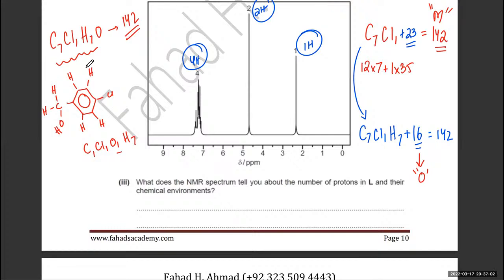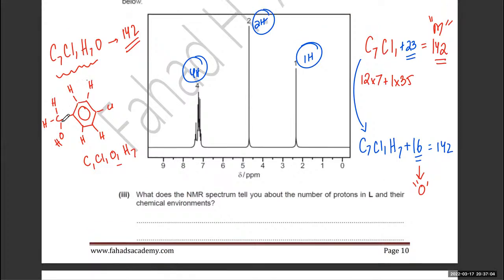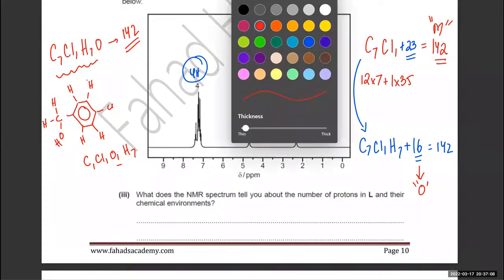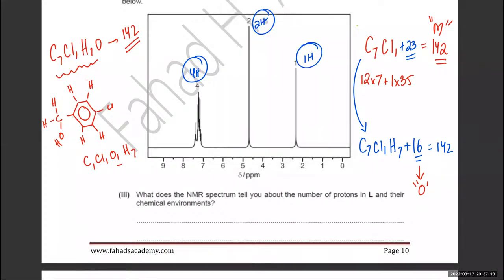Does it have 3 environments? It does have 3 environments. If you look carefully, it's got 3 exact environments, because there's an OH hydrogen, there is this CH2 hydrogen, and there are 4 hydrogens that belong to benzene. Is that clear? So the environment matches this. Can you review the previous parts of the question so I can link?